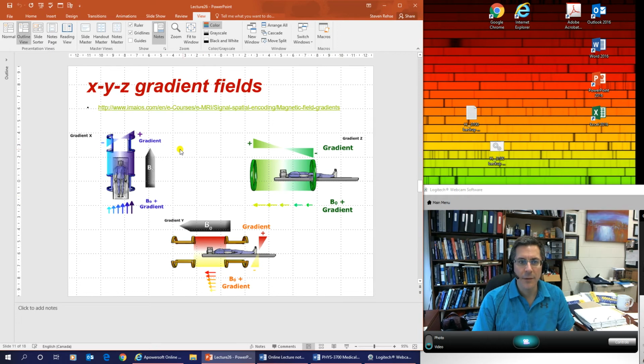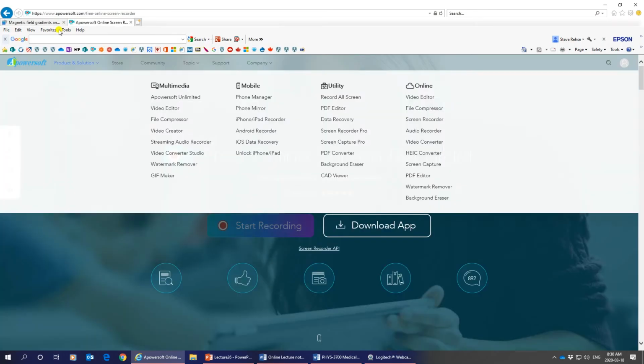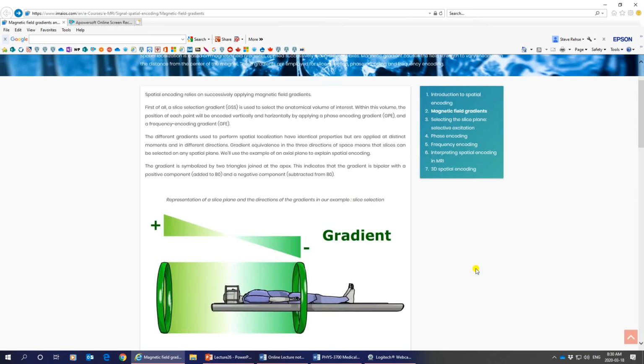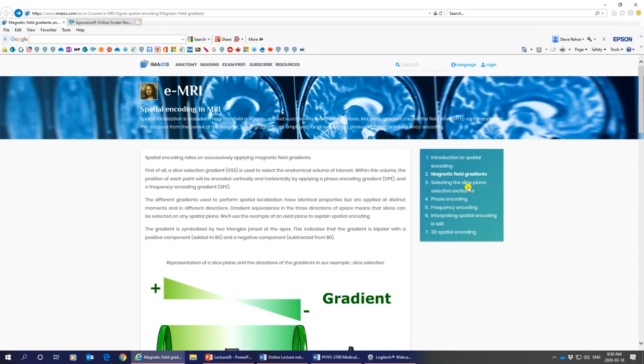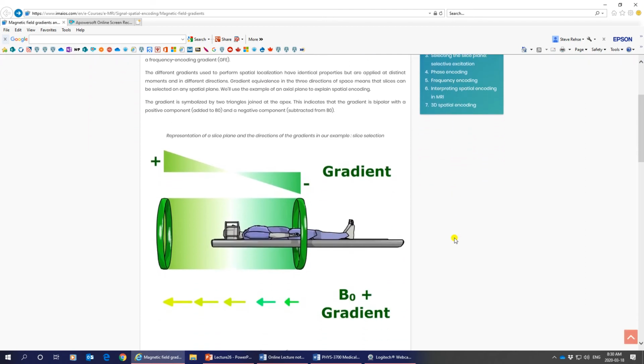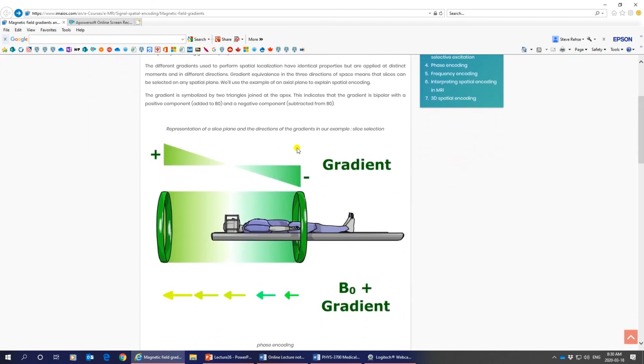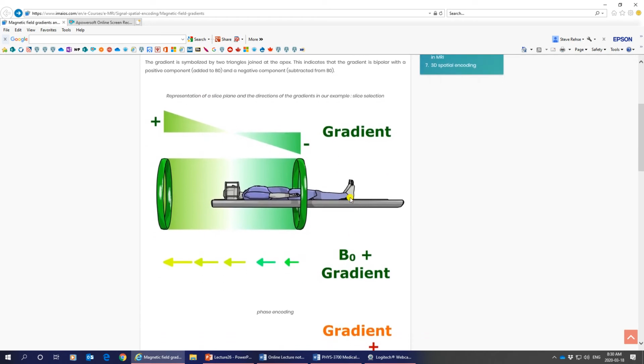So I'm going to go to this IMAIOS website. Let's just see if we can open that up now. Okay, there they are, magnetic field gradients. So again, this is that site. This is the eMRI, spatial encoding, the whole thing. Look at all these wonderful lectures, great lectures online. These are pictures. We're going to go into these. So this is, again, what the picture looks like.